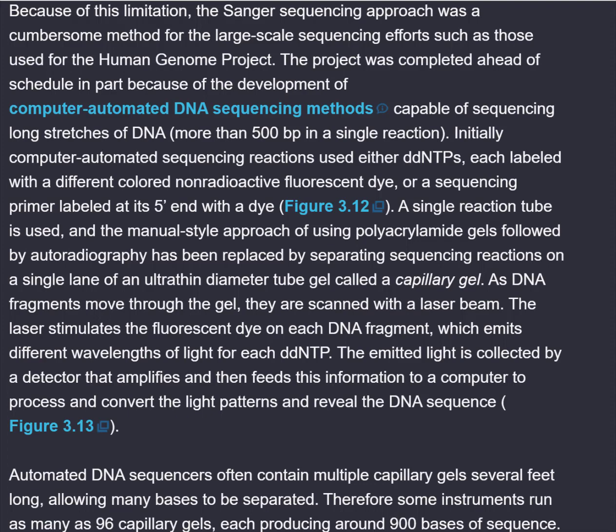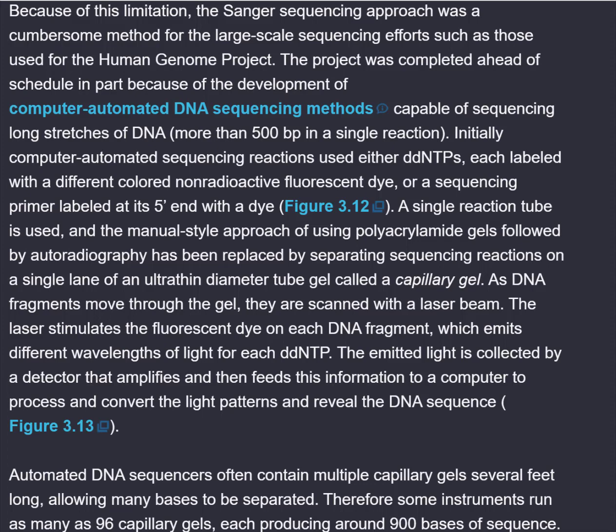Initially, computer-automated sequencing reactions used either ddNTPs, each labeled with a different colored non-radioactive fluorescent dye, or a sequencing primer labeled at its 5' end with a dye, Figure 3.12. A single reaction tube is used, and the manual-style approach of using polyacrylamide gels followed by autoradiography has been replaced by separating sequencing reactions on a single lane of an ultra-thin diameter tube gel called a capillary gel.